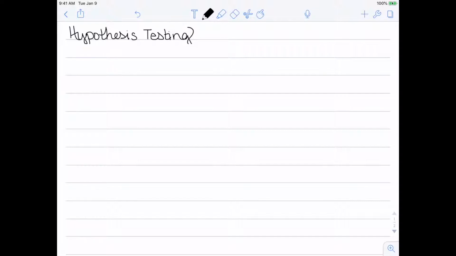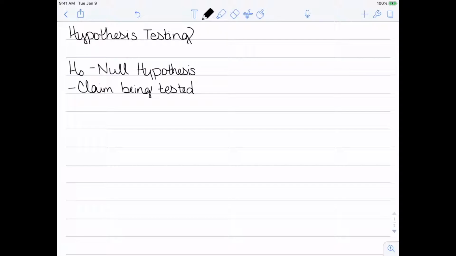So in order to do hypothesis testing, we're going to start with what our hypotheses are. H0 is your null hypothesis. The null hypothesis is the actual claim that we're going to test in our statistical testing. So when we do our statistical testing, we're going to assume that the null hypothesis is true. And the null hypothesis is always going to be of this form.